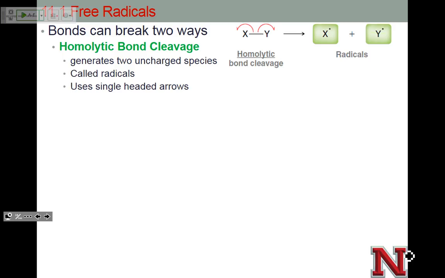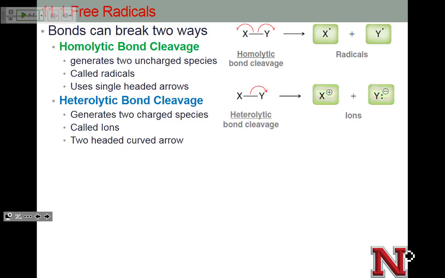So bonds can break homolytically to form radicals, where each atom that was participating in the covalent bond takes one of the electrons. Or we can have our heterolytic bond cleavage, where our most electronegative atom typically takes our electrons. That's mostly the reactions we've been looking at when we form ions. But in this chapter, we're going to focus on this reaction. So the big thing to remember here, especially when we're going to start looking at our mechanisms, is that every bond has 2 electrons. So we have to account for every electron.